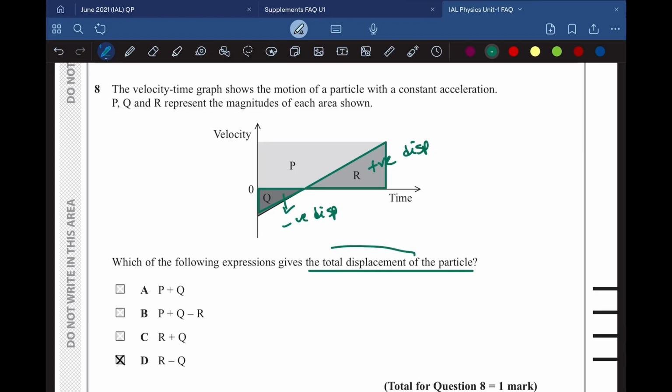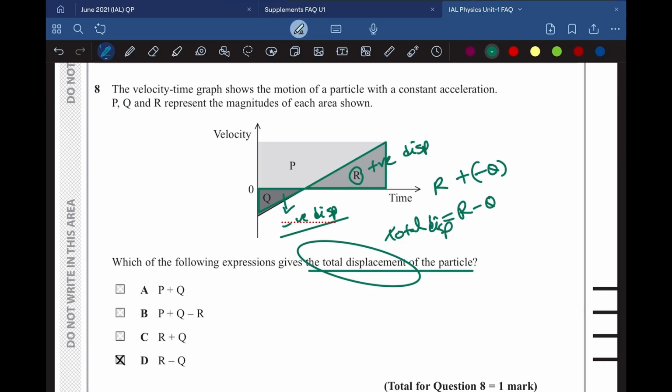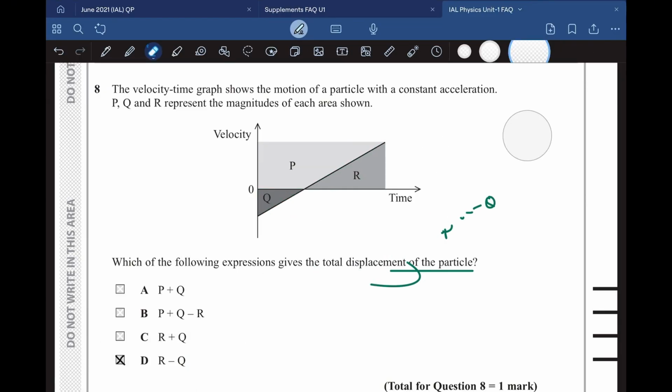So if we have to figure out the total displacement, we will add both of them. R is positive, plus the Q, and the Q will be negative. Why? Because the displacement is negative, so we can write minus Q. So the expression will be R minus Q is our total displacement, and the correct answer is D. This is exactly the same way we have done the previous question, right? So Edexcel actually repeats the questions, but you don't notice. The thing that you will have to understand is how to remember the concepts, because the concepts are always the same.